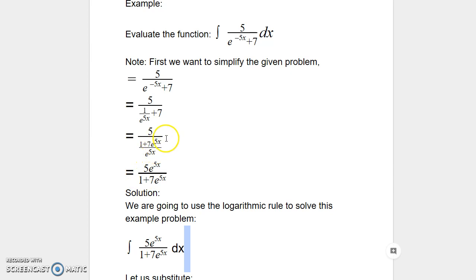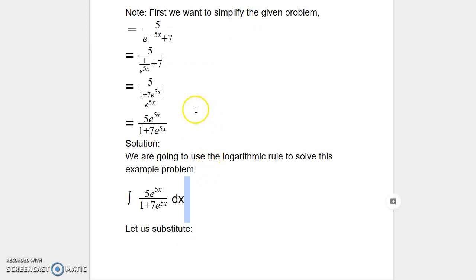When we simplify it some more, the e to the power of 5x in the denominator comes to the numerator. So 5e to the power of 5x divided by 1 plus 7e to the power of 5x is what we have as a simplified problem. Now we can solve this example problem. We're going to use the logarithmic rule to solve it.